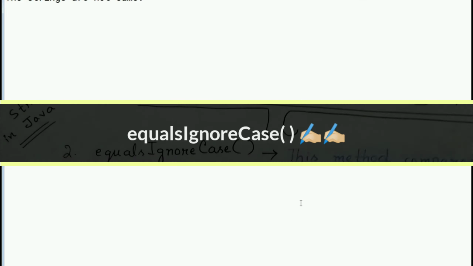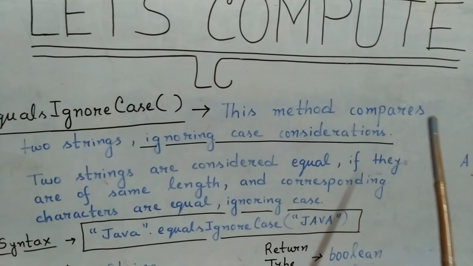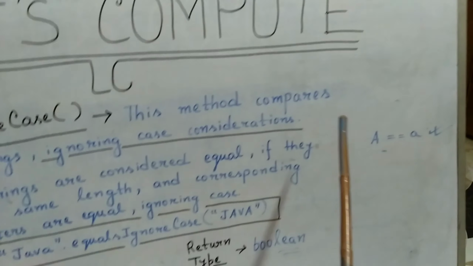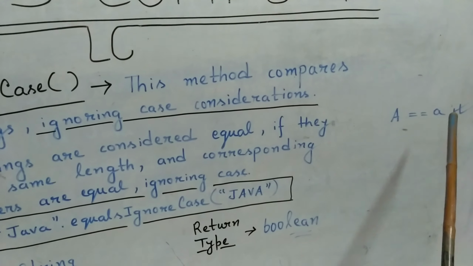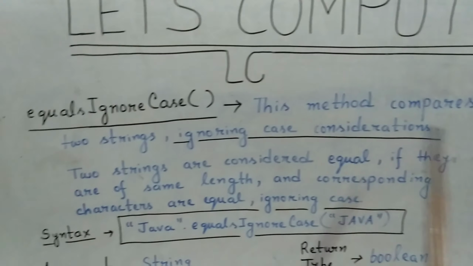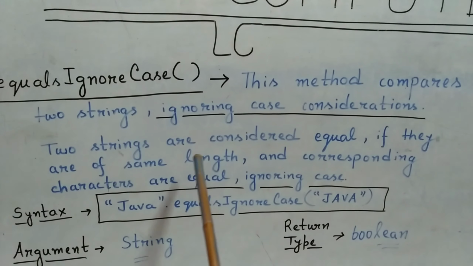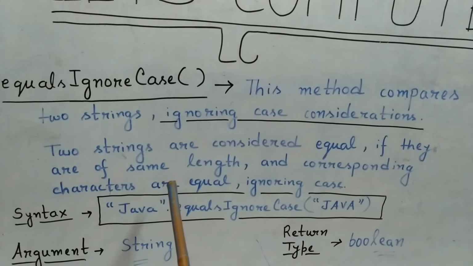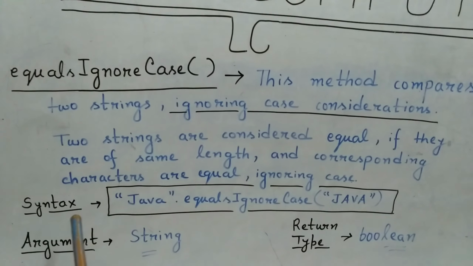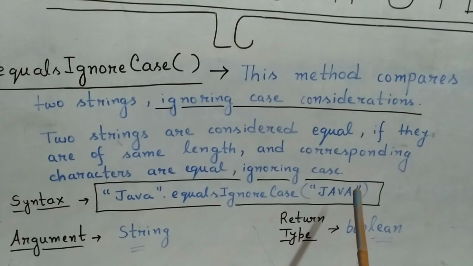Okay, let us come to the second string comparison function, equalsIgnoreCase. This method compares two strings ignoring case considerations, that is, an uppercase A and a lowercase a would be considered as same, ignoring the case. Two strings are considered as equal if they are of the same length and corresponding characters of them are equal, ignoring the case. Let us come to the syntax. First string dot equalsIgnoreCase second string.